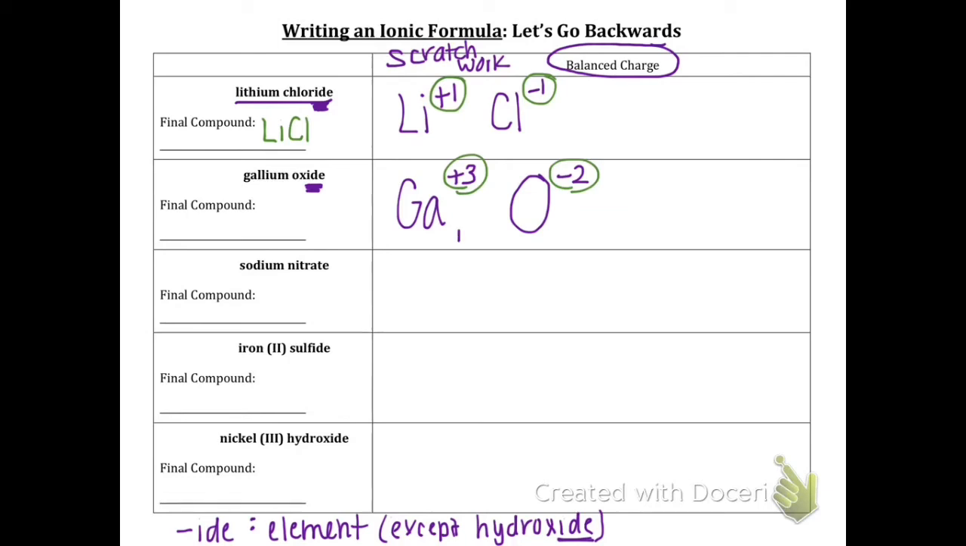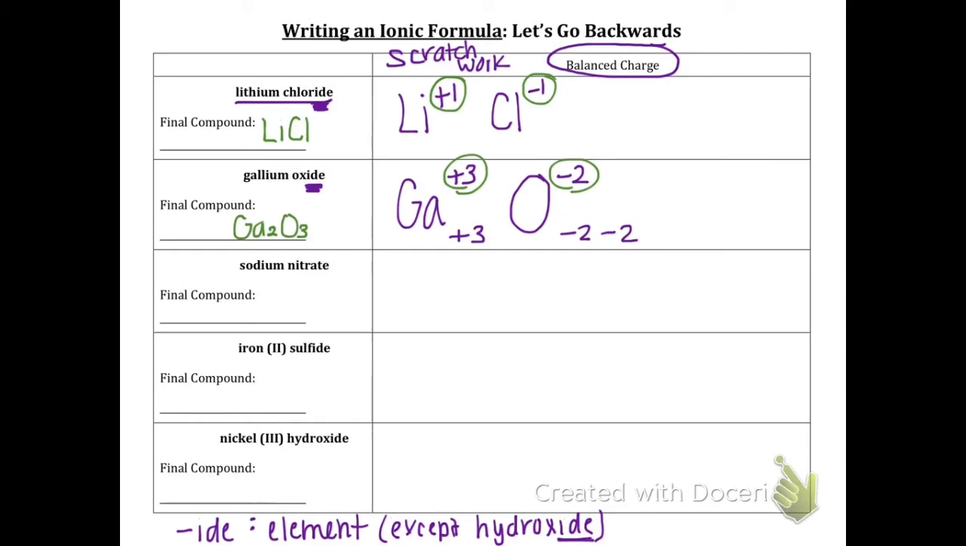So I'm going to have another +3 here. And I'm going to need 2 more oxygens. So 3 and 3 make 6, and then 2, 2, 2 makes 6 as well. So they cancel out to make a neutral compound. If I write that out, it's going to be, for every 2 galliums, I need 3 oxygens.